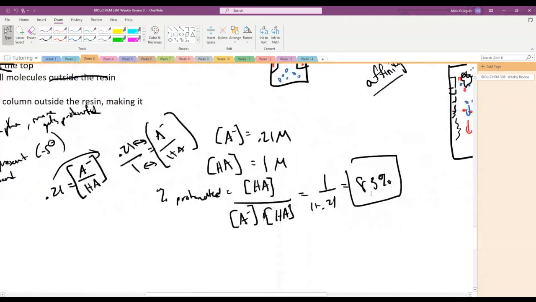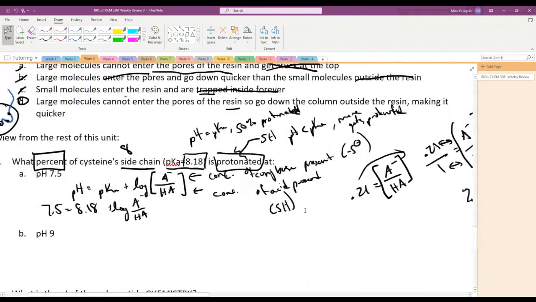But if we had gotten 27, so if I had accidentally done A minus over the total, I would have gotten 27%. It's really easy and really common to make a mistake like that, especially at the end of a longer calculation or whatever. So just make sure to check your work with something like that.